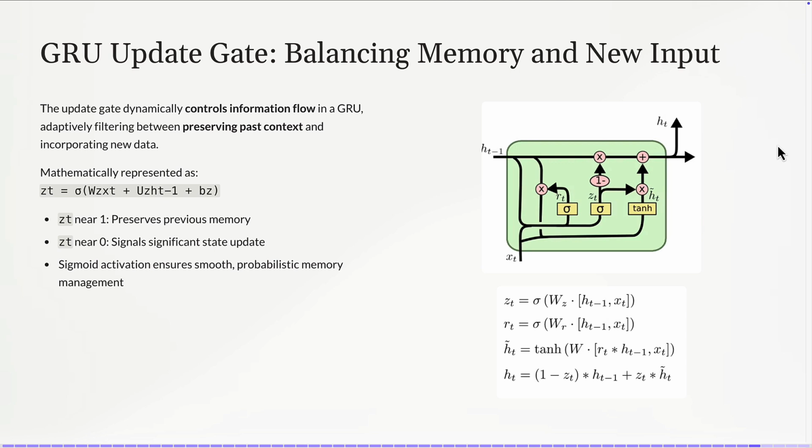And the HT, which is the final output, is (1 minus ZT), because this is a probability, an inverse of this probability, multiplied by H(T-1), plus ZT multiplied by HT. So it's another combination.